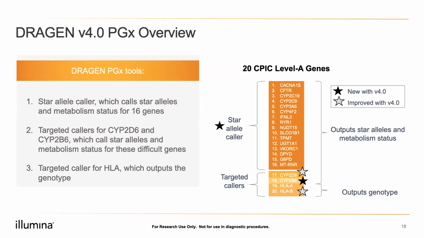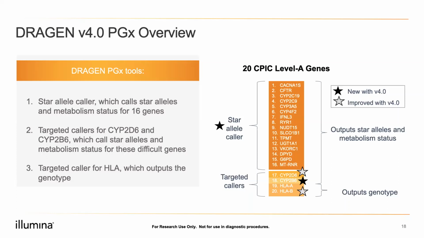There's a few different components to this. First, there's a star allele caller, which calls star alleles and metabolism status for 16 genes. So you can see those 16 genes listed. These all can be called with the same star allele caller, and they provide an output that we'll talk about in some subsequent slides. Then there's some more challenging genes that can't be directly addressed with this single star allele caller. And so we have targeted callers for CYP2D6 and CYP2B6, which call star alleles and metabolism status for these difficult genes. And they output the results as separate output files.